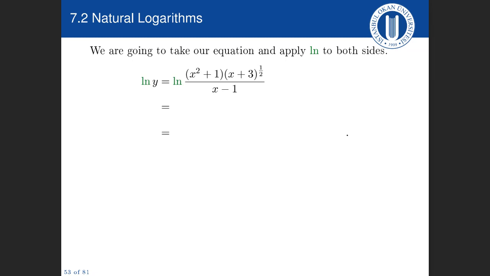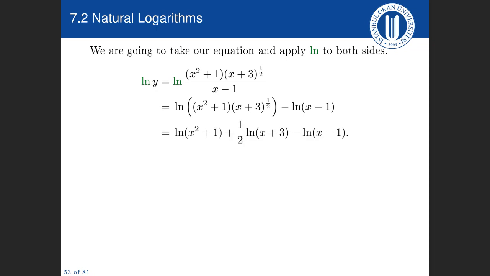And we're going to put ln on both sides. It's going to be ln of y is equal to ln of x squared plus 1, x plus 3 to the power of a half divided by x minus 1. The reason we're doing this is because then we can simplify the right-hand side. Remember, ln of a divided by b is ln a minus ln b. And ln of ab is equal to ln a plus ln b.